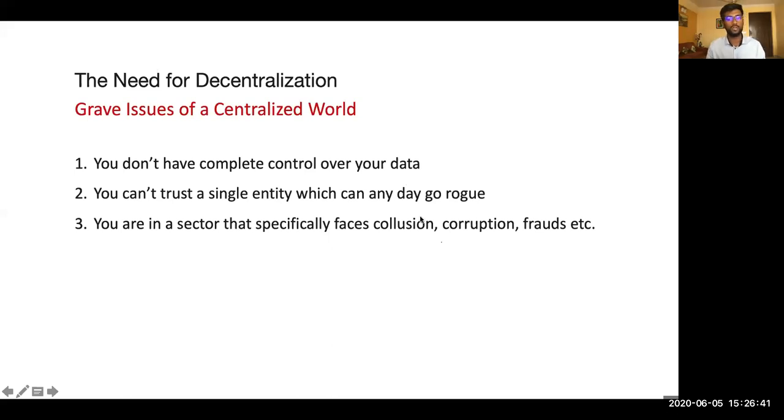All right. So let's get at it. That is where a lot of problems can happen, and blockchain can definitely do a lot of benefits there. All right. Let's get at it.